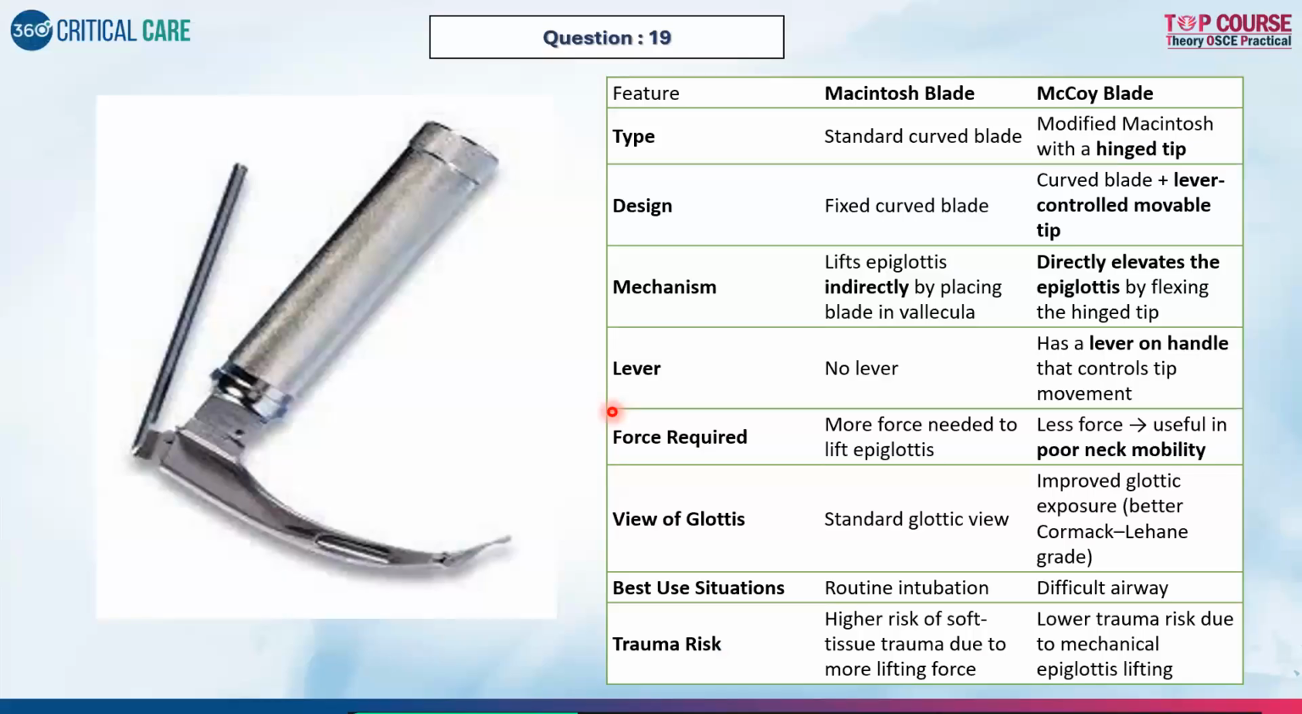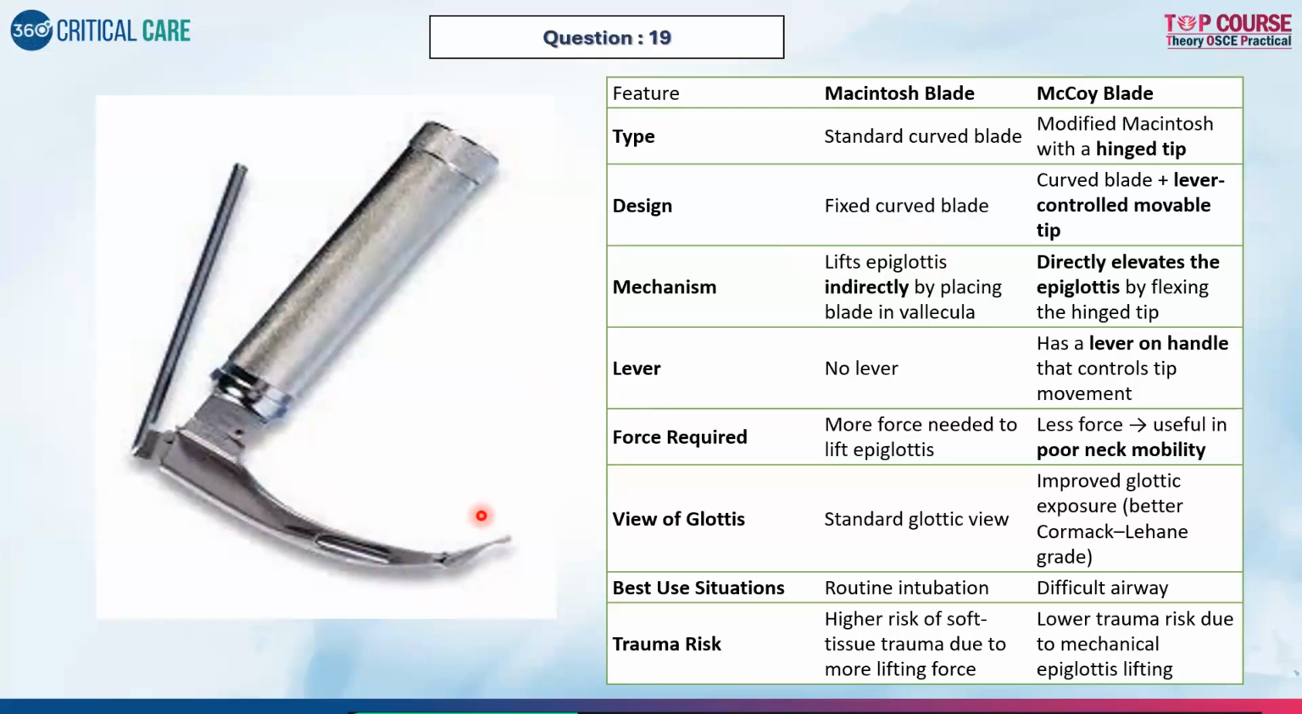What is this? So first of all, this is one of the instruments that is used for the airway, right? It is a McCoy blade. This is a McCoy blade. It comes with the handle. And then we have the blade, the tip of which is movable, which is different from that of the Macintosh blade. All right. And it is a curved blade.